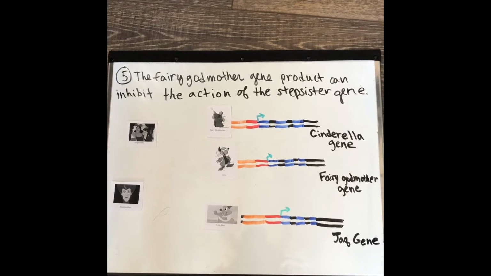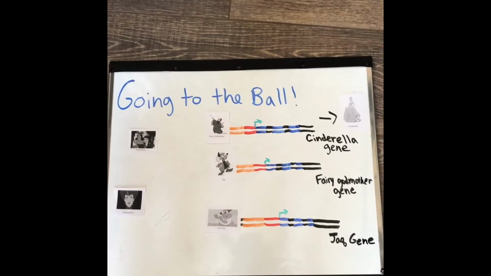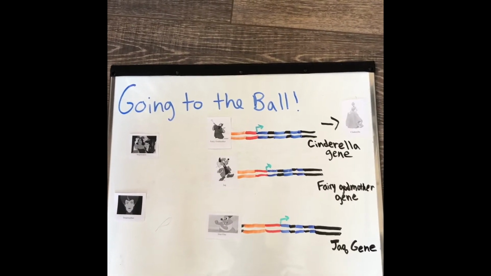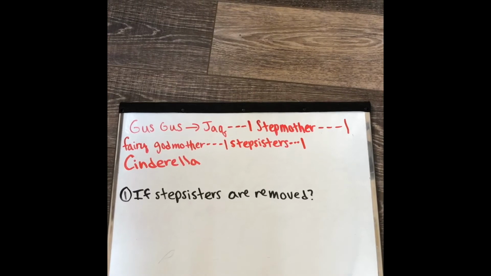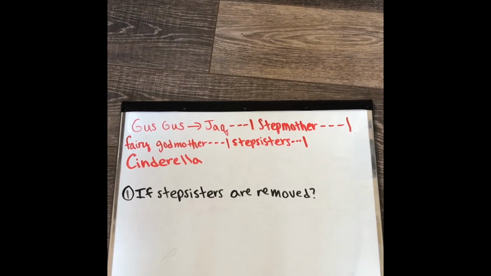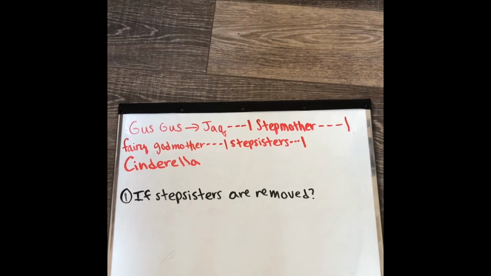transcribed. The fairy godmother gene product can then inhibit the action of the stepsister gene, which lets the Cinderella gene be transcribed, allowing her to go to the ball. So now we're going to talk about some mutants using this developmental network, and we're going to start out with the single mutants. So what happens if the stepsisters are removed?